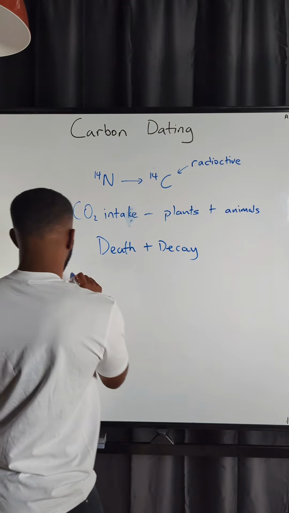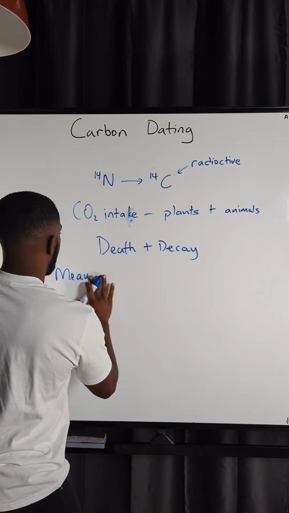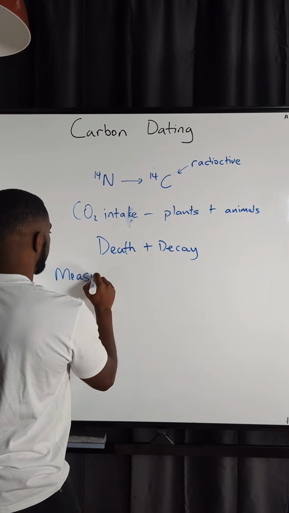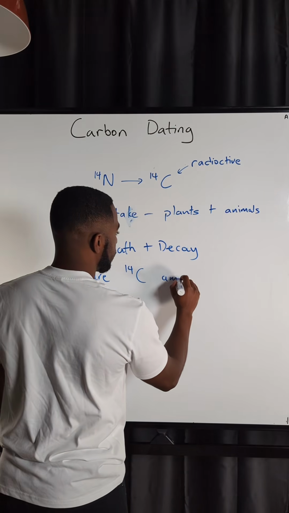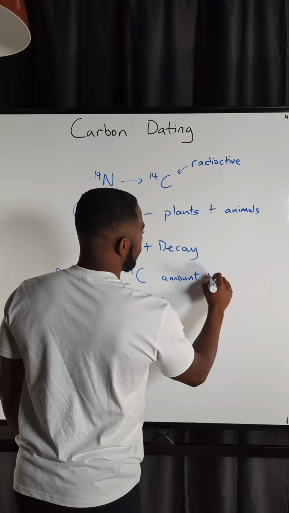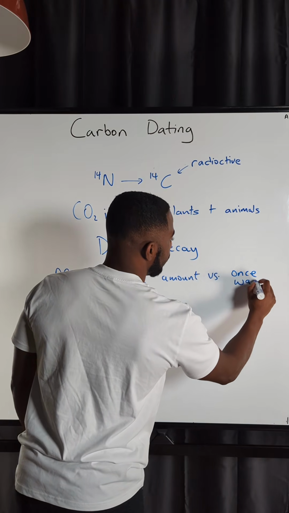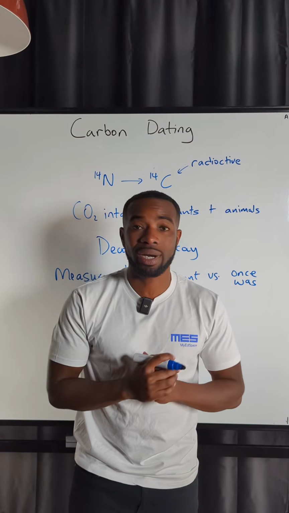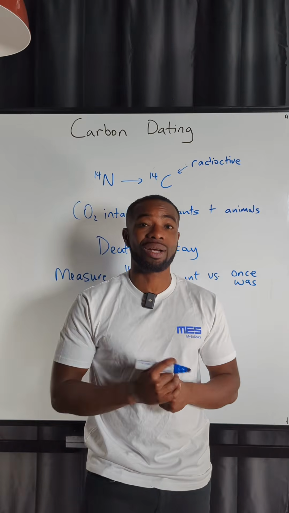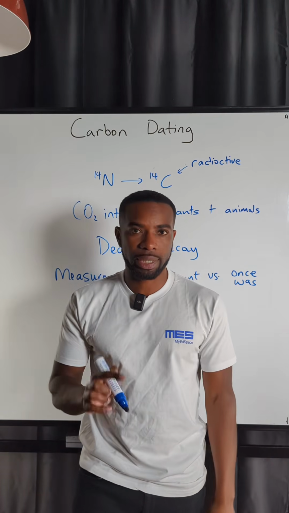So what you can do is measure the carbon-14 amount versus what it once would have been like. You compare the two, what it once was versus what it is right now, and that can allow you to work out the age of our dead organism that we're looking at here.